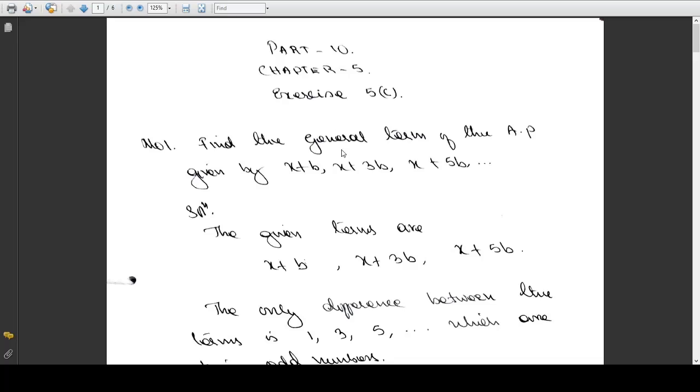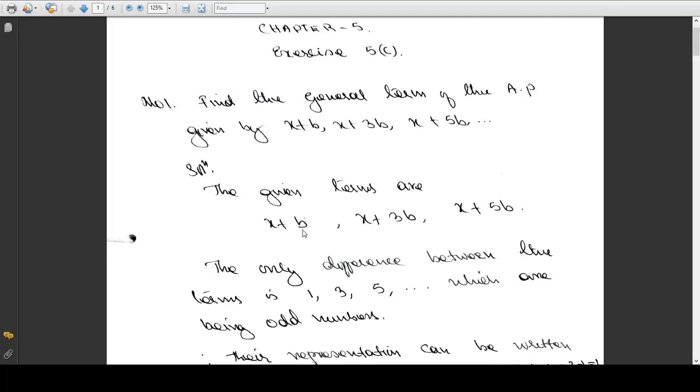The first problem here: find the general term of the AP given by x plus b, x plus 3b, x plus 5b, and so on. Okay. Now here the given terms are: the first is x plus b, the second x plus 3b, the third is x plus 5b.